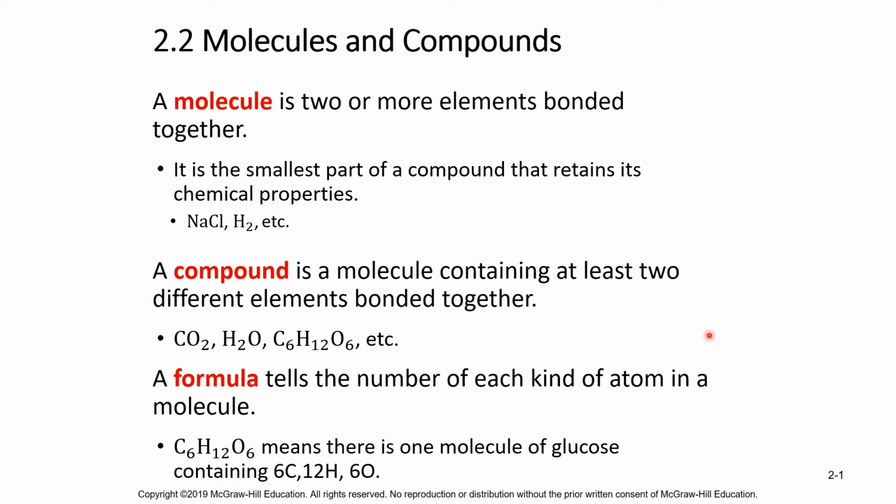So you can have molecules that aren't compounds. These are typically gases, oxygen gas, nitrogen gas. But those are examples of molecules that are not compounds. Again, compounds have two different types of atoms, so atoms from different elements.